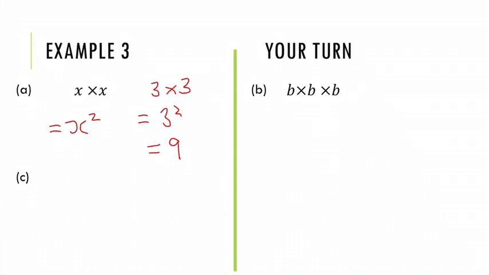B times B times B, well, to multiply something by itself, and then by itself again is to cube it. So we can write this as b to the power 3. 3 times b times b times b is simply 3b cubed.